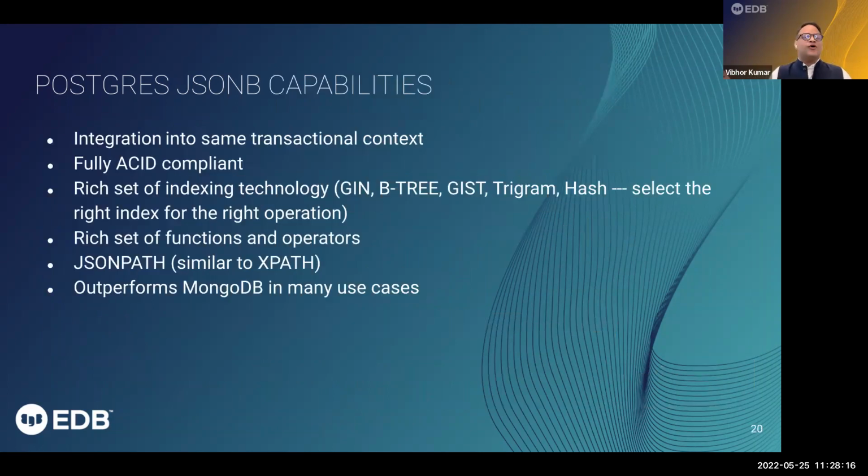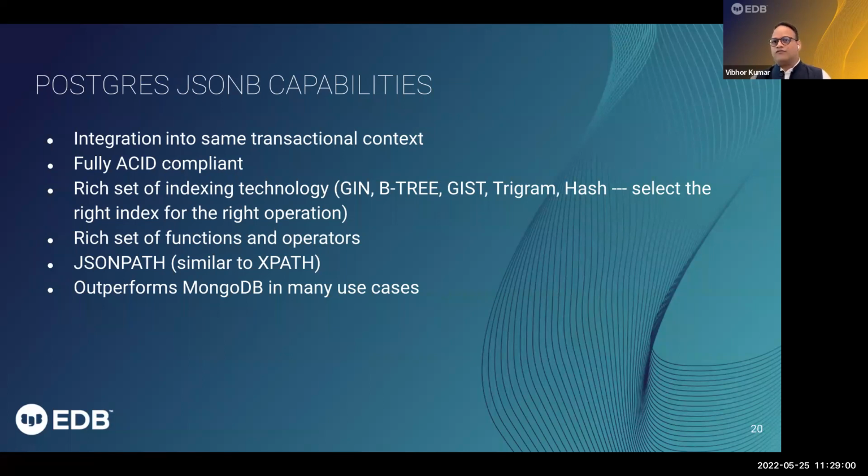With this, more capabilities were added, but remember, with all these extra capabilities and the transformation over the period, JSONB still maintains the transactional context. You can still use it in a transactional context. It's fully ACID compliant. It has indexes like GIN, B-tree, trigram, and hash, which you can use to access information quickly. We also have a lot of functions and operators with JSONB, which you can use in an application to extract specific information or to manipulate the data in Postgres.